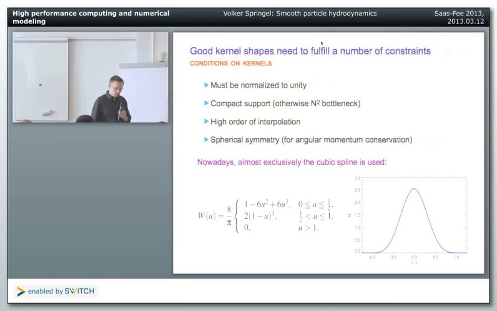It is good if it has a high order of interpolation, and spherical symmetry is also needed for angular momentum conservation, for example. Nowadays, well, this is not true anymore. This unfortunately is an old slide. I stated here that almost exclusively the cubic spline is used. Actually, recently there were new kernels suggested, for example, the Wendland kernels by Walter Dehnen, and they are now becoming popular. So I think it's not true anymore. SPH is in the process of probably adopting higher order kernels of some kind, for the most part.